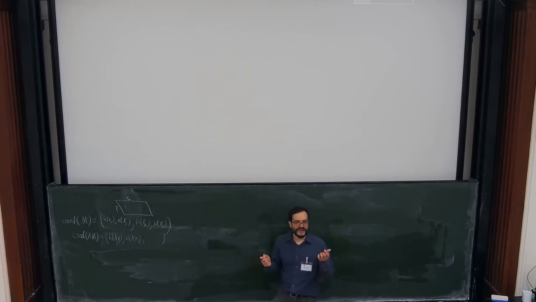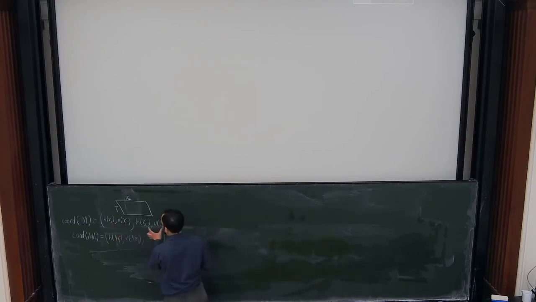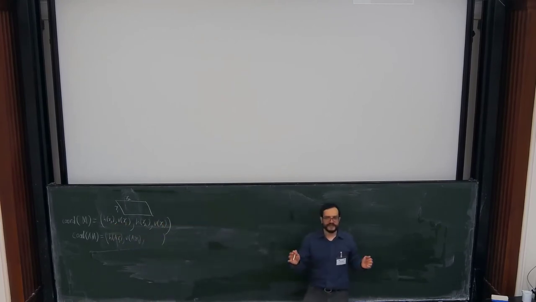So in coordinates, SL2R just acts diagonally. Right? It acts on each of the coordinates, which then can be thought of as paired individually. Is everybody happy with that?